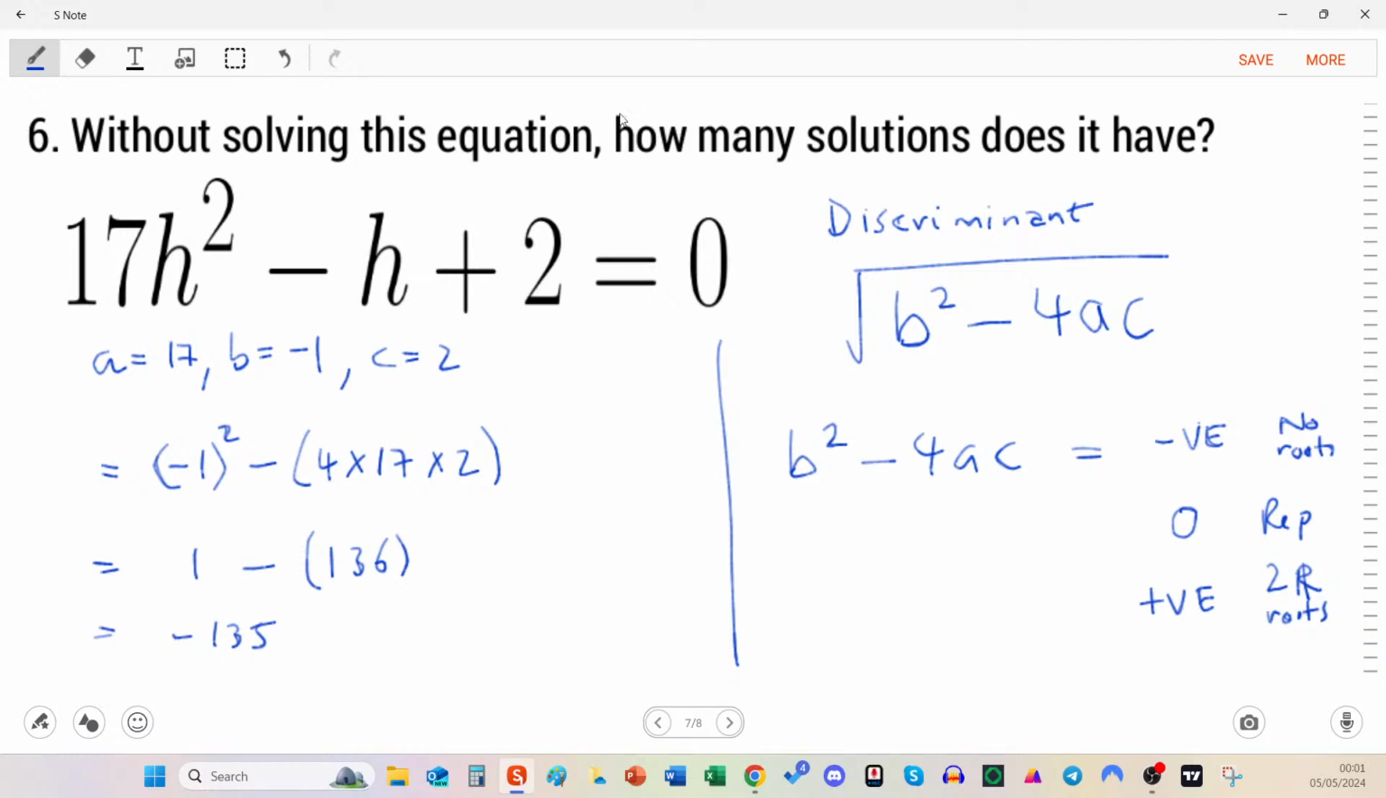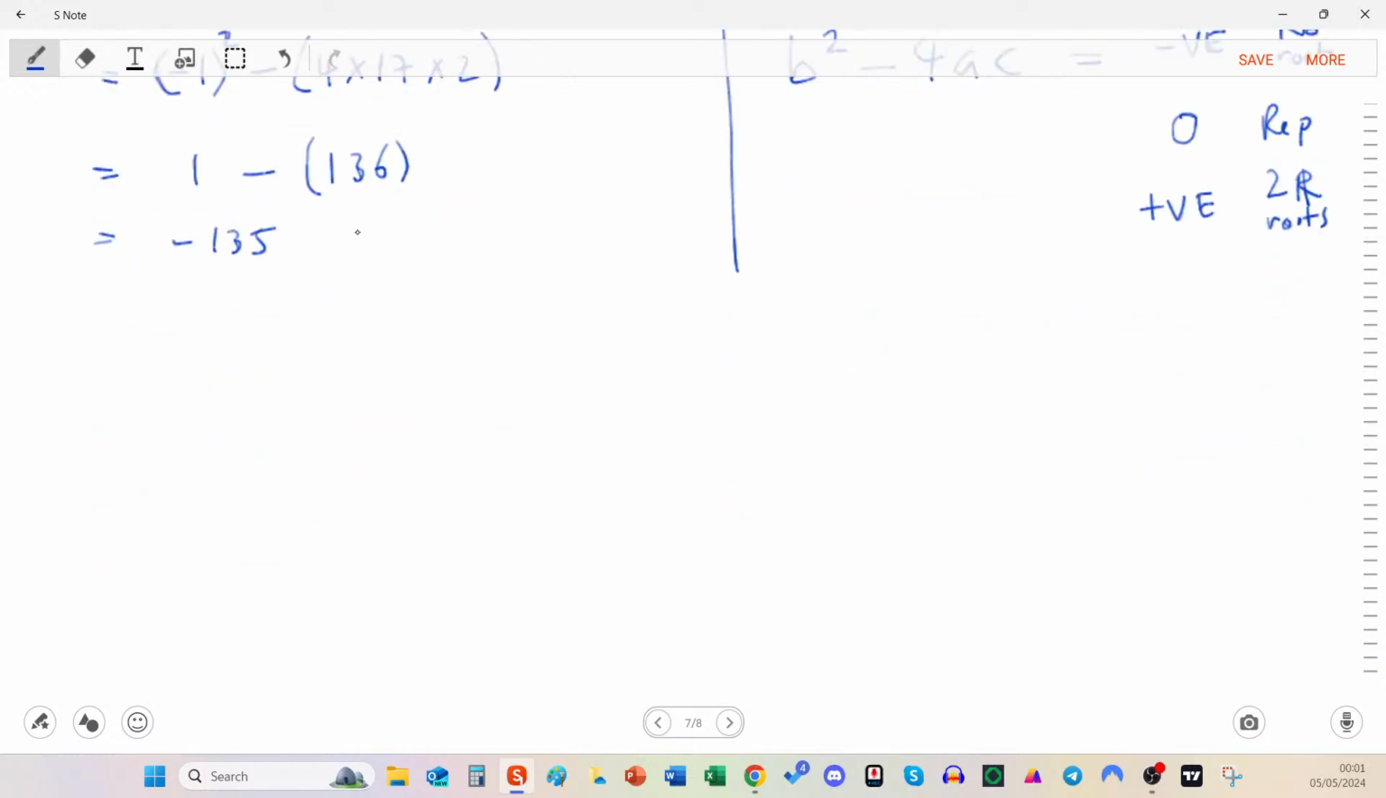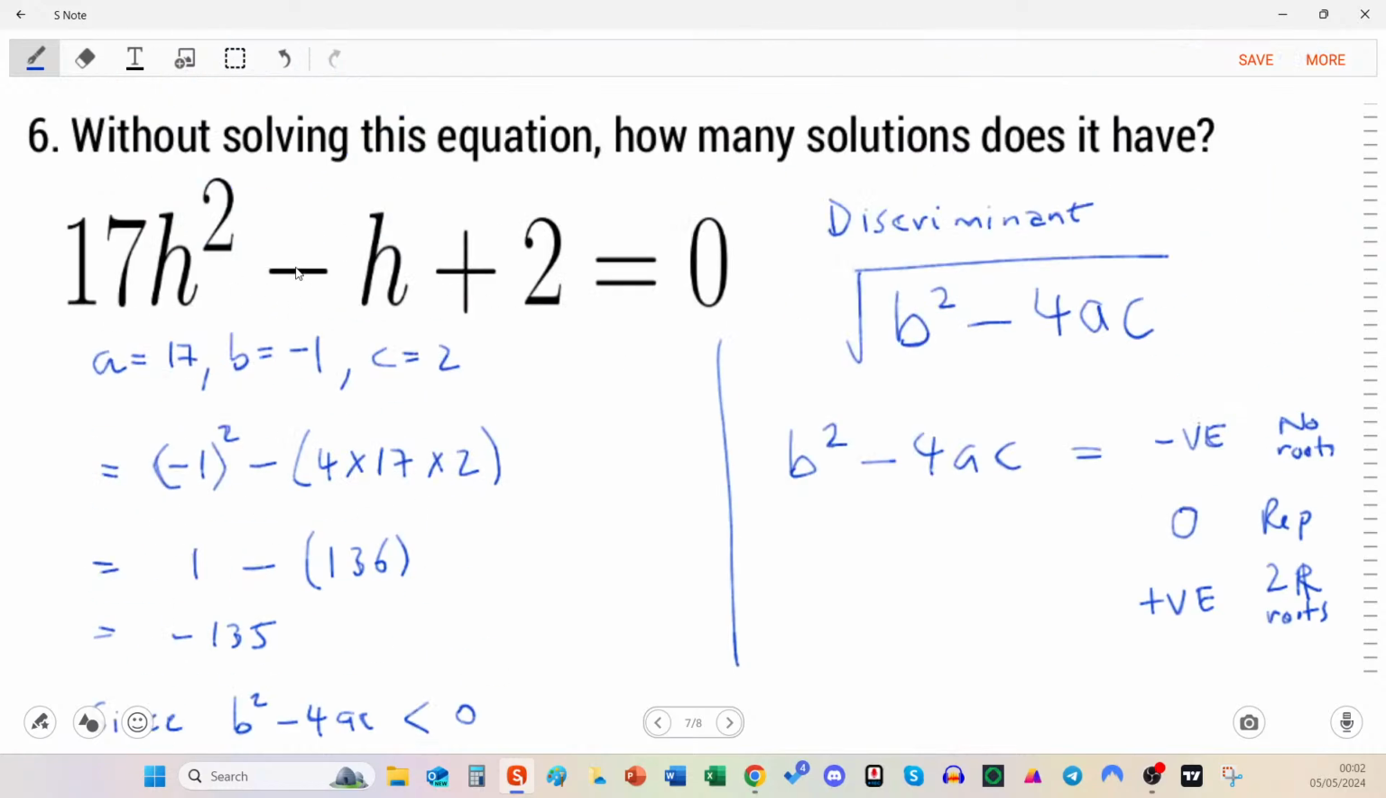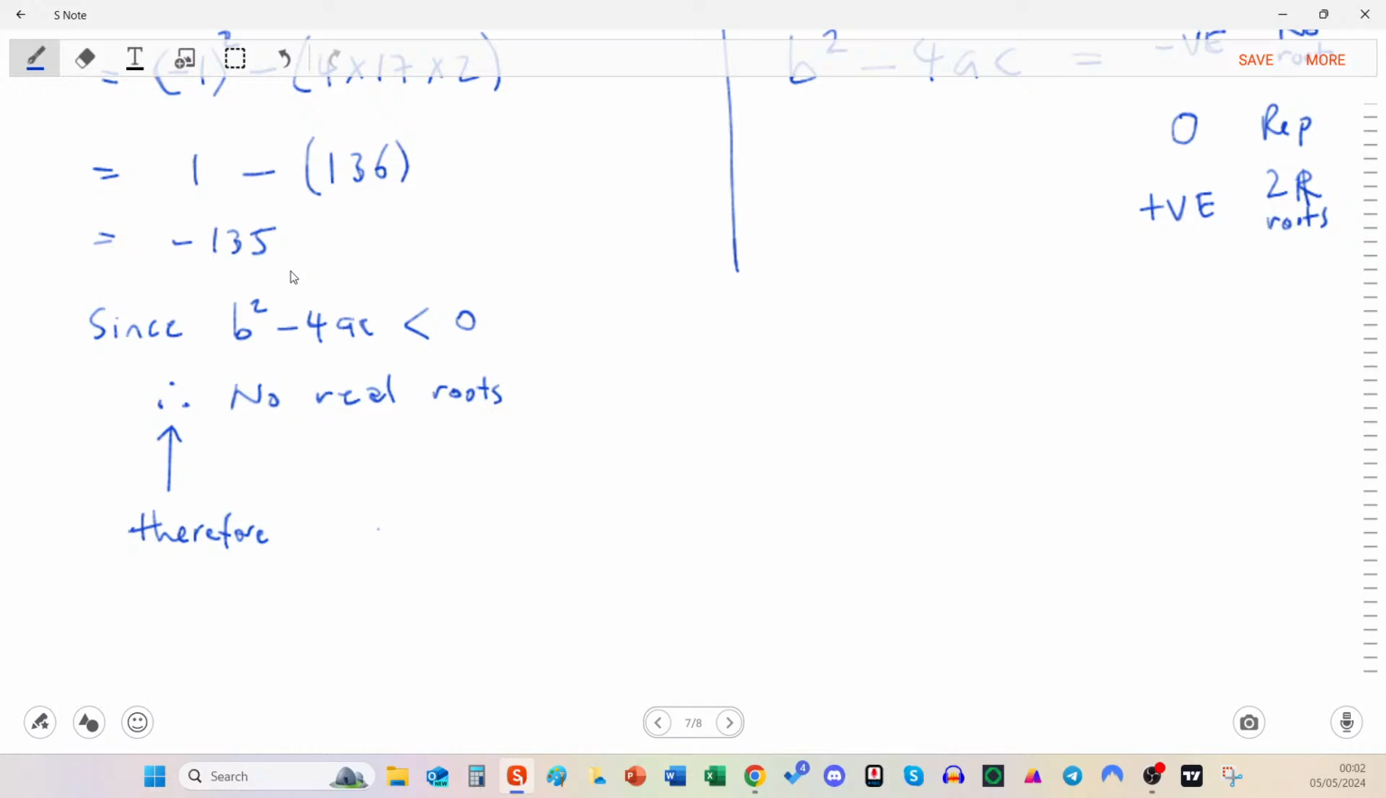So how are we going to conclude this? Well, since B squared minus 4AC is less than 0, because it's very much less than 0. Don't write this though, it's not necessary. Then we conclude that, well, this little symbol here means therefore, say that a lot, there's no real roots. So this equation, how many solutions? None. And that's for GCSE level, okay?